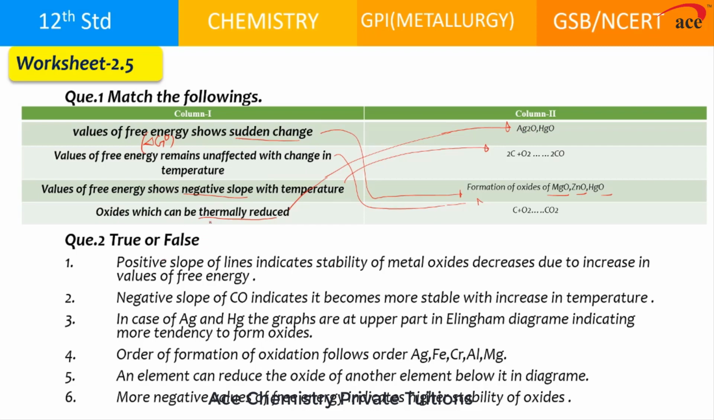Let's move to the true and false cases. The very first statement they have given is that the positive slope of lines indicates the stability of the metal oxide decreases due to an increase in the values of free energy. The statement is true because it is based upon one relation: the more negative the value, or the lower the value of free energy, the higher the stability. So when you are talking about a positive slope, it indicates a decrease in the stability of the metal oxide.